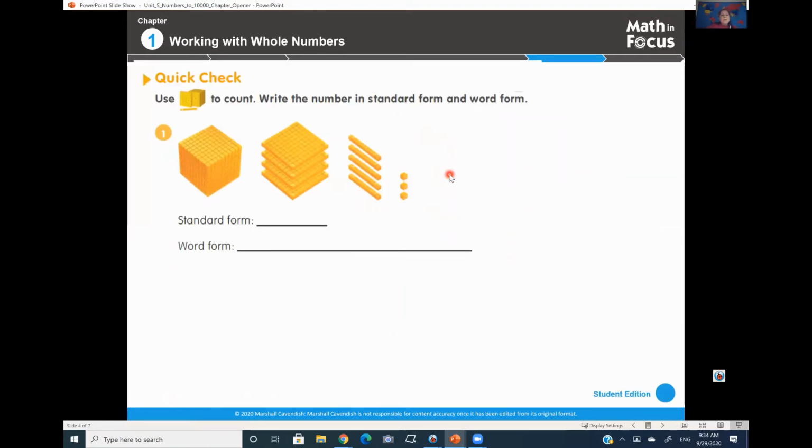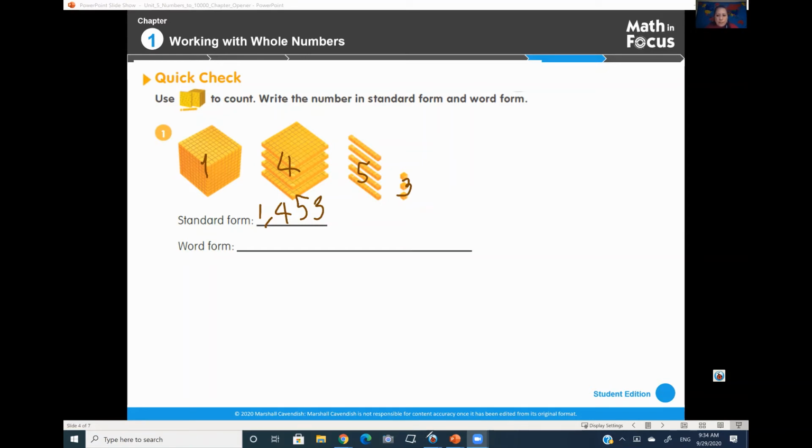For this one, we're going to have a fast check about that. So I'm going to recall what to do. This one is 1,000. So this is 4 hundreds. This is 5 tens, and this is 3 ones. So the standard form is going to be 1,453.